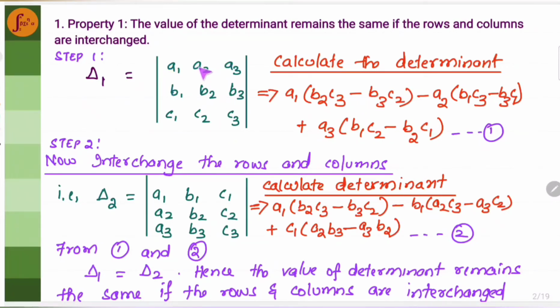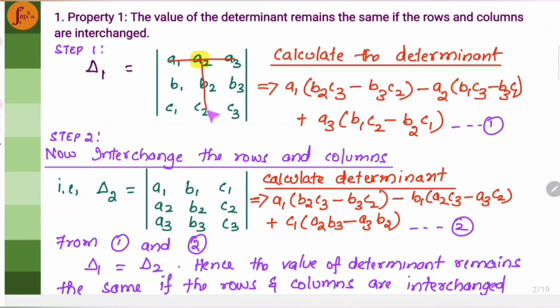Similarly, let's go through the second element. The second element would be A2. Let's ignore this particular row and this column. What are we left with? We are left with B1, B3, C1, C3. So we multiply B1 into C3, then subtract C1 into B3. So A2 into B1 C3 minus B3 C1. This will be plus, this will be minus, this will be plus. So every element will have alternate signs. You start with plus, then minus, then plus, then minus, then plus, minus. It goes like this for every element. So it's going to be minus A2 here.